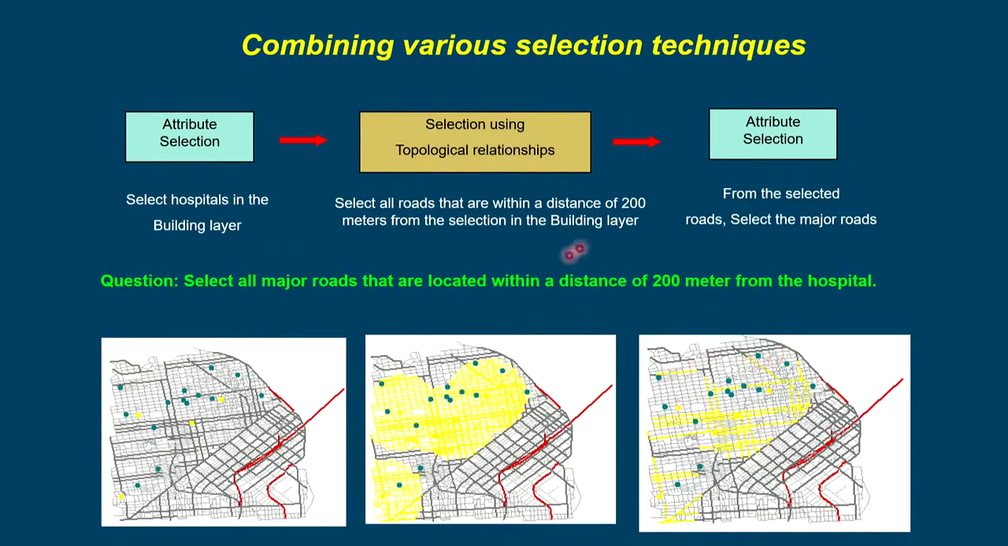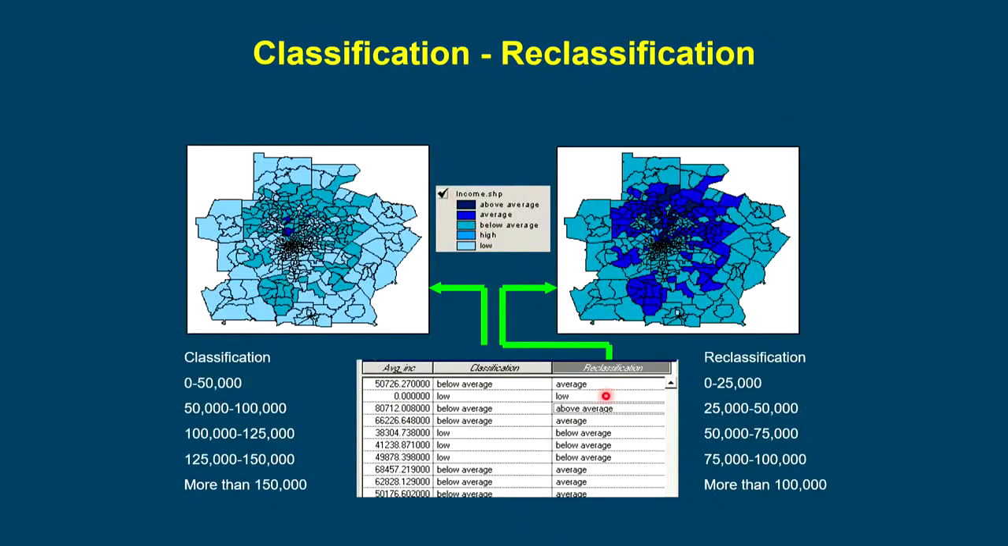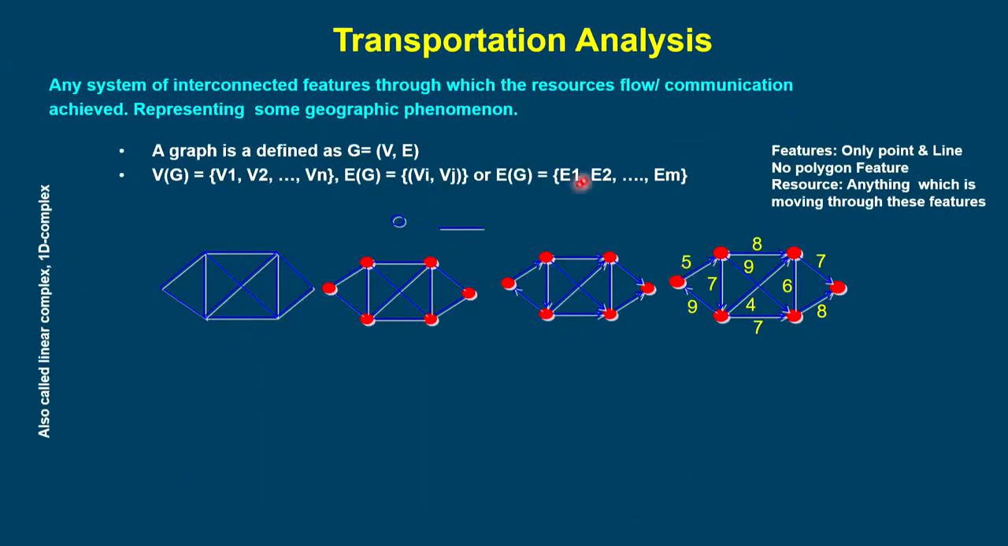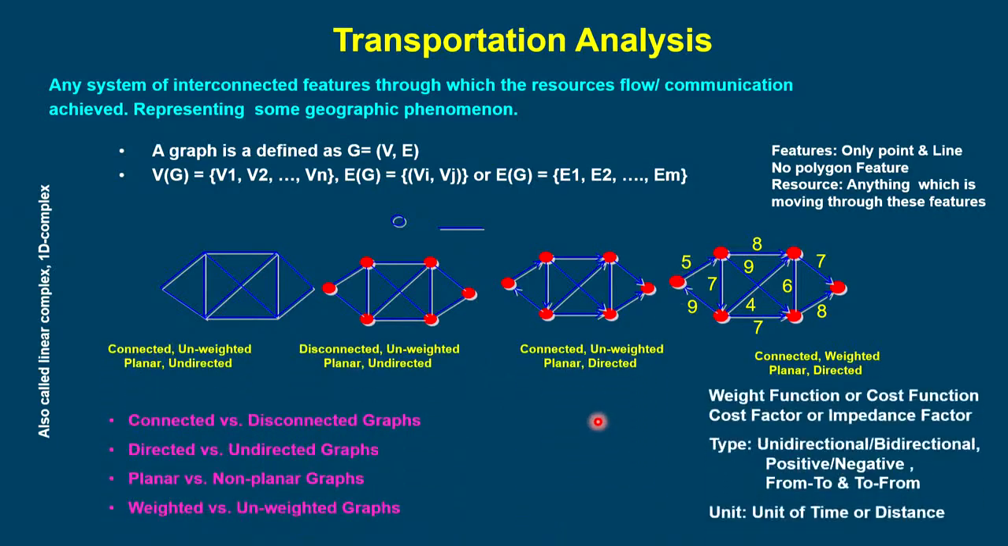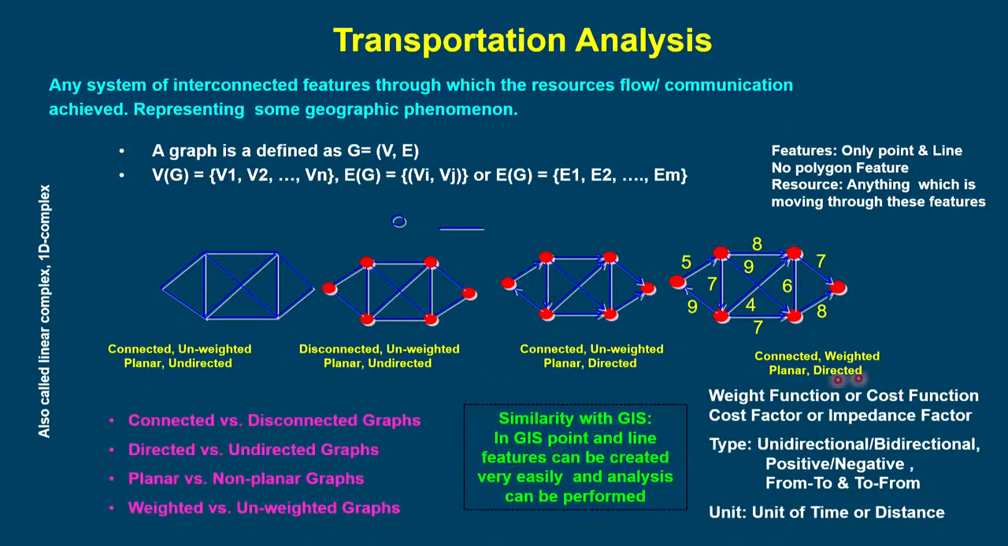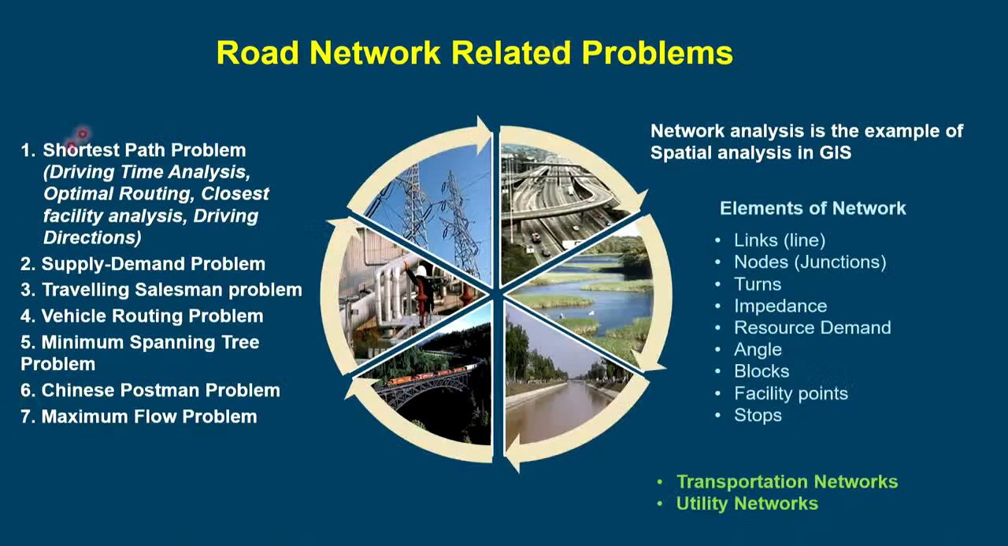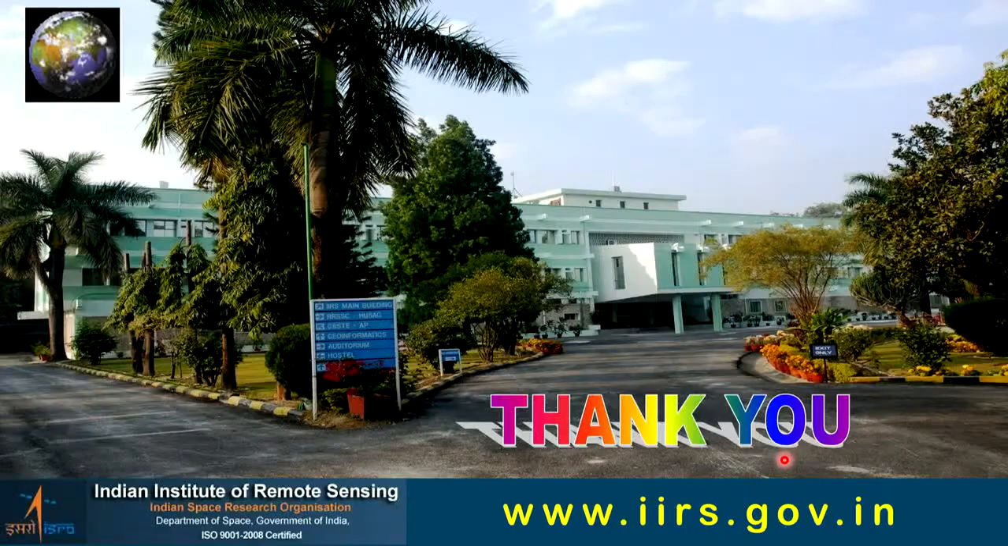So this is also one type of example. Classification can be done. Now this is related to transportation analysis, that is called GIS analysis. This is self-explanatory, I have mentioned a few points, and different types of applications are there, like the shortest path problem, supply demand, which I already mentioned, Chinese postman, maximum flow problems. And yeah, so this is from my side.